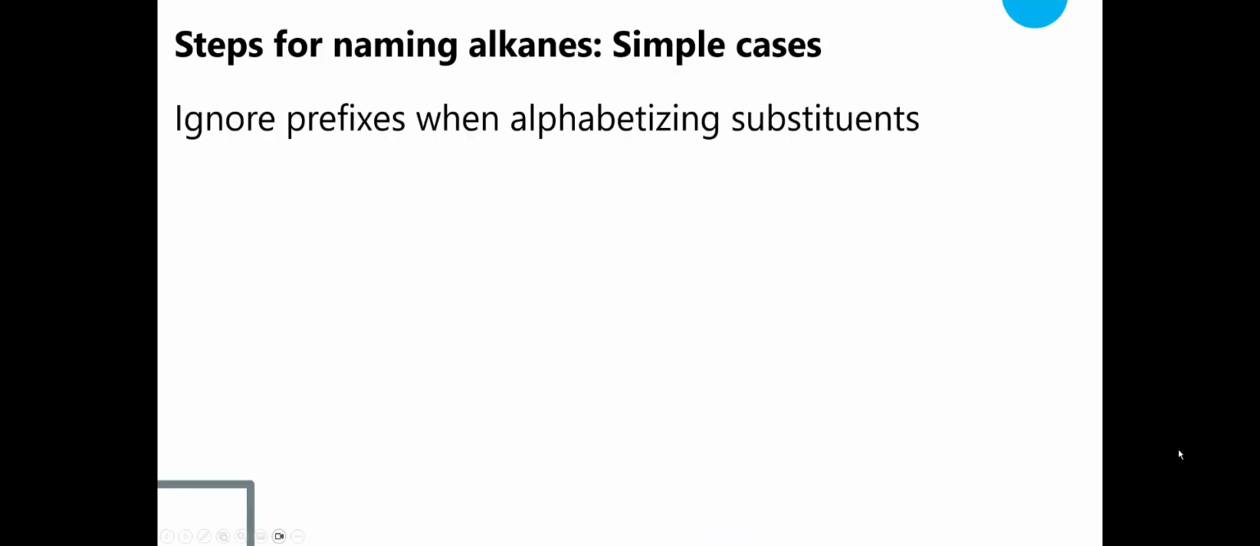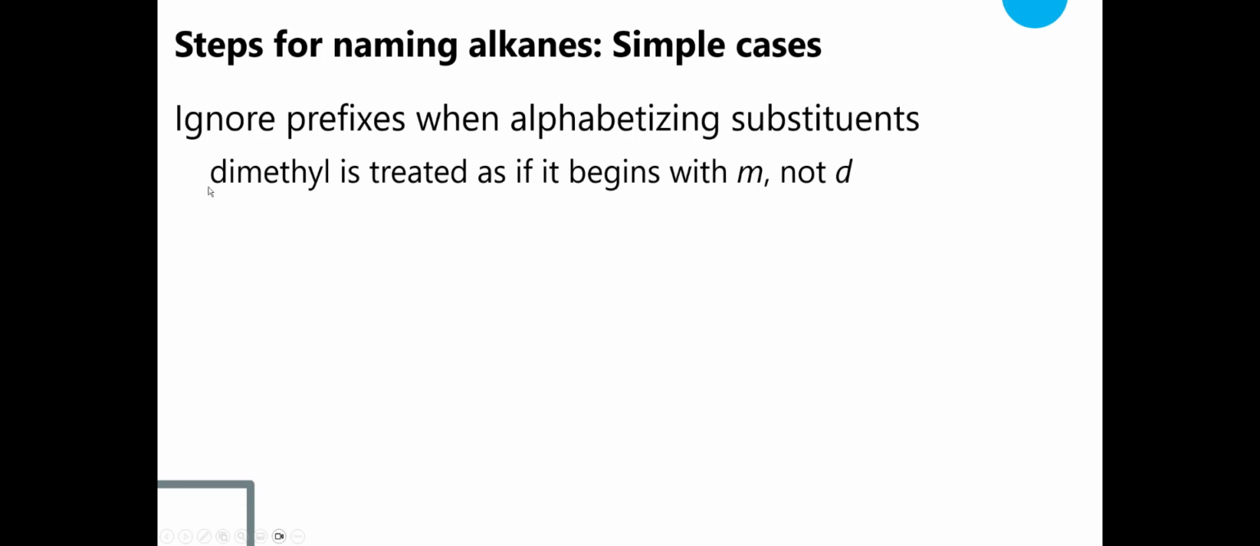In assigning a name, the prefixes are generally not considered. So, for example, if we have dimethyl, the di is not included when you alphabetize. Instead, it's alphabetized as methyl. So it doesn't matter if you have dimethyl, trimethyl, tetramethyl. We always alphabetize methyl as if it begins with M.